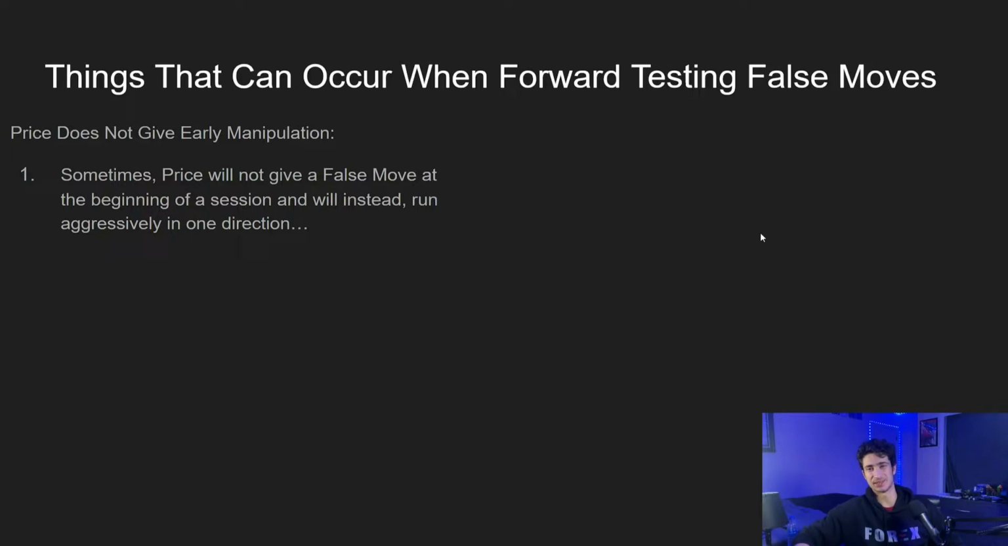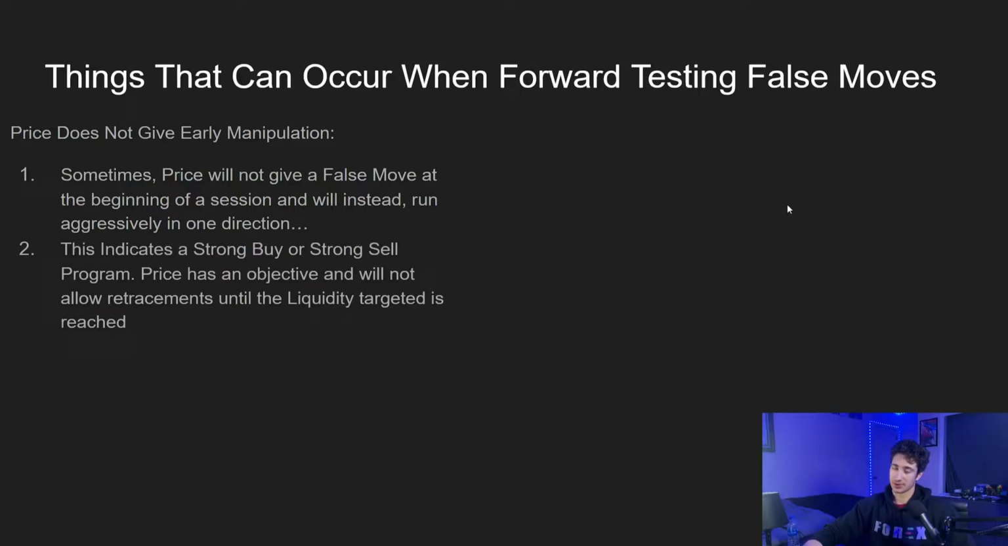So there are some things that can occur when you are forward testing false moves. Sometimes price will not give the false move at the beginning of the session and will instead run aggressively in one direction or the other. Now, if you were a market maker, why would you want to move price very aggressively and not try to fake traders out? If you want liquidity, then why don't you just create a false move? Try to create a theory in your head. I suggest pausing the video and trying to think about this. It's okay if you don't get it. ICT does mention this in his mentorship. I forget which episode, but pause the video now and see if you can figure out what I'm talking about.